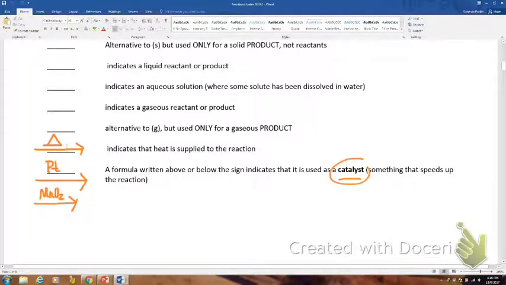And a catalyst is something that speeds up a reaction. It's not used in the reaction. It doesn't react. It just speeds up the reaction. Okay? So those are the things you will see in a chemical equation.